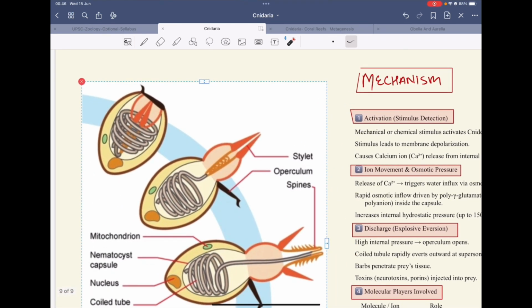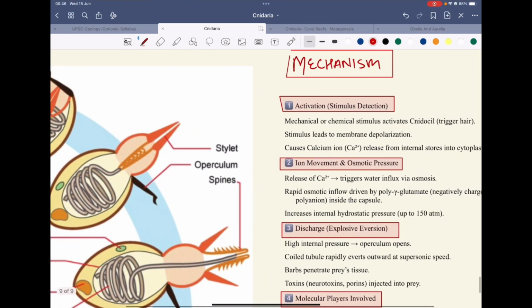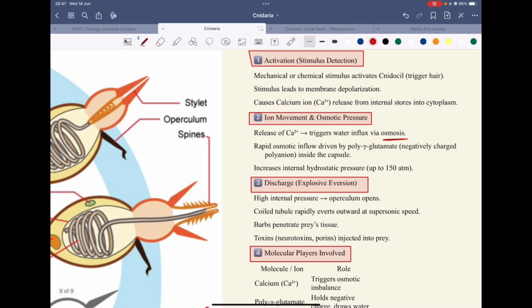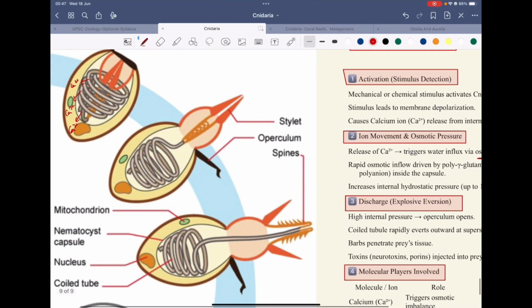This portion is the cytoplasm. The calcium will enter into the cytoplasm after the mechanical or chemical stress is exerted. Then after the ion movement, it will also trigger water influx via osmosis, and this will include the rapid movement of water into the capsule. It will increase the hydrostatic pressure, so there will be an increase of water supply into the capsule.